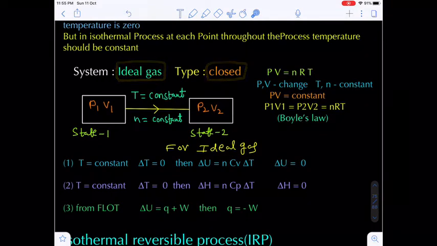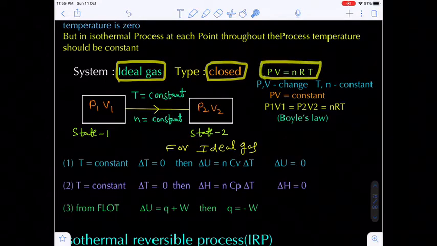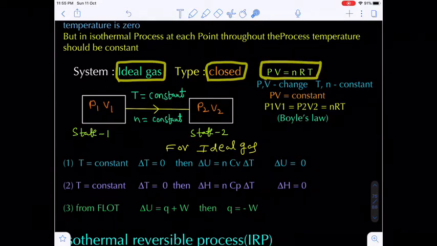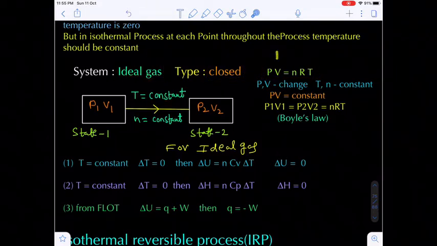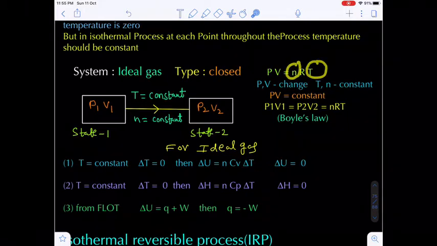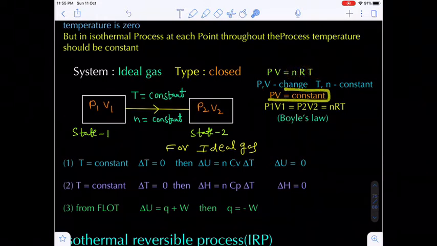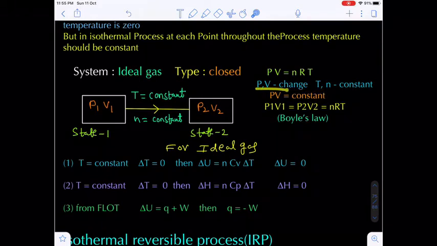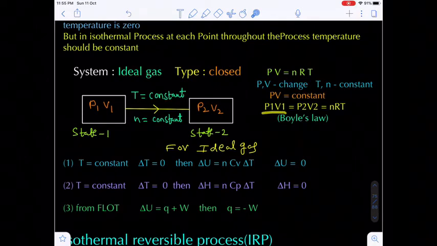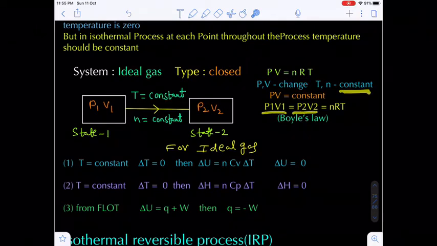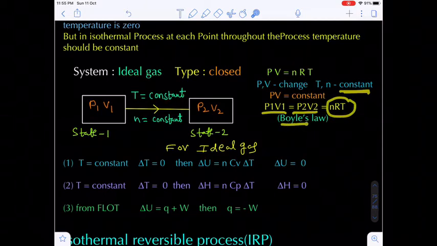So we have a right to use the PV = nRT equation, because we are considering the system to be an ideal gas. In this expression, the temperature is constant, the number of moles is constant because the system is closed, and R is also constant. So the product of pressure and volume is constant. Pressure and volume are variable, but their product is constant. So we can use P1V1 = P2V2, which is constant, nothing but nRT. This is nothing but Boyle's law.